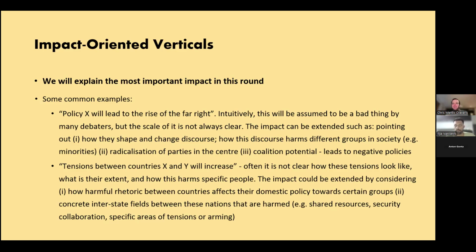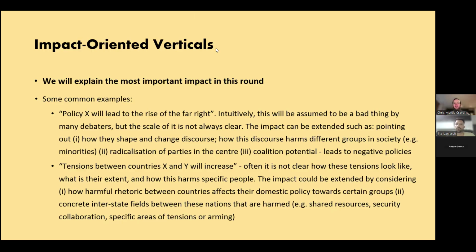Even if it's true that the far right isn't going to dominate the political field, why is it still harmful? Because it radicalizes center parties, right? And why is it true that it can be harmful even if it's in a coalition? So in a sense, your impacts become better if you can anticipate the possible objections to your argument, and if you can try to layer those in.